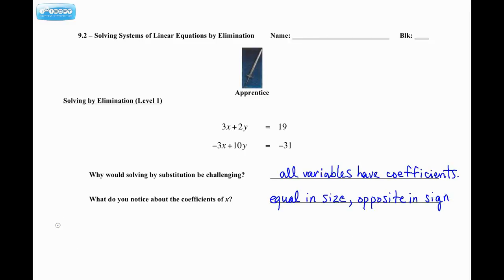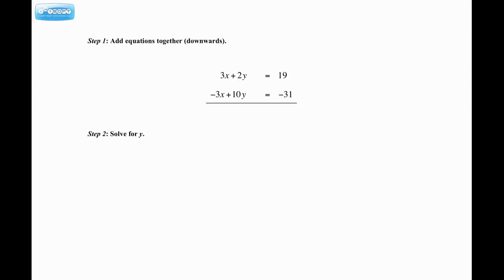So here's how elimination works. Okay, step 1, just going to add the equations together, but we're going to add them going downwards. And notice how the equations are presented. So everything lines up. We have the x terms here, we have the y terms here, equals, and then just our constants on the right-hand side. So everything is lined up here, so we're just going to add them going down.